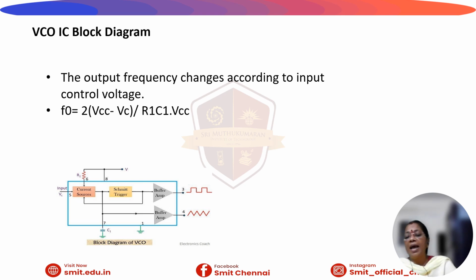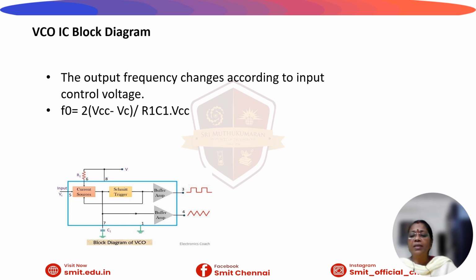The Schmitt trigger acts as an automatic switch. When the voltage across C1 hits the upper threshold, the trigger flips states to reverse the current source, causing the capacitor to discharge linearly. When it hits the lower threshold, it flips back to charge it. This continuous flipping outputs a high quality square wave.